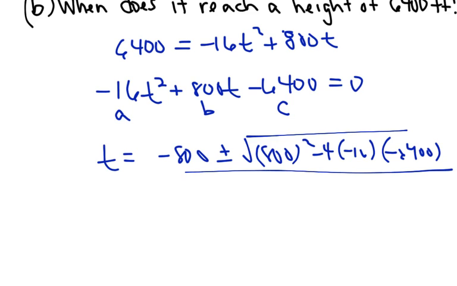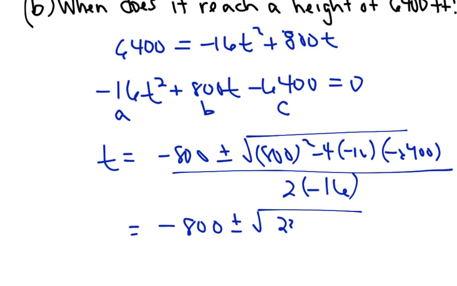Sorry, it's getting a little sloppy. I gotta change my stick here. All over 2a. So when I simplify, I get negative 800 plus or minus the square root of 230,400 all over negative 32.